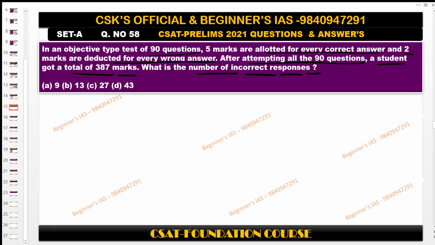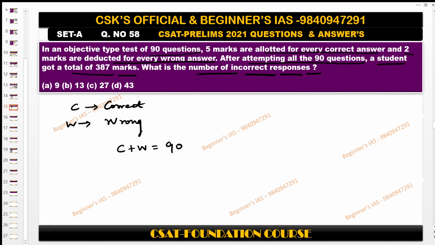Incorrect responses. Let us take a correct answer as C and a wrong answer as W. Here you need to find out W. That is the thing here. How many wrong? What has been provided? The correct plus wrong is equal to 90 questions in total.